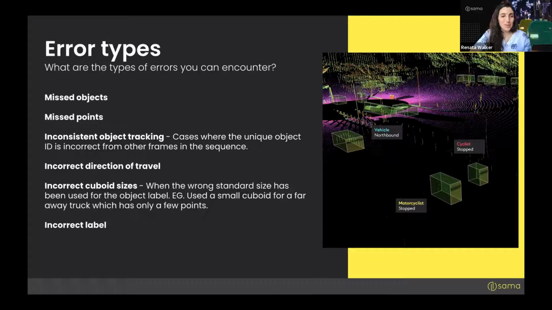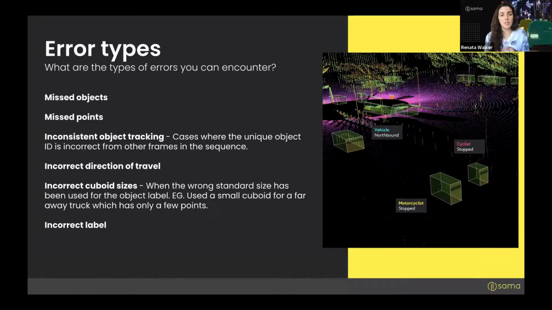Then another one will be incorrect cuboid sizes. If I go back to that example of an object starting to show up in your LiDAR range, you might see it as a blob of points, and it looks like a sedan, let's say, because it's a small group of points, but it's actually a truck. So you want to give your model the piece of information that you want.